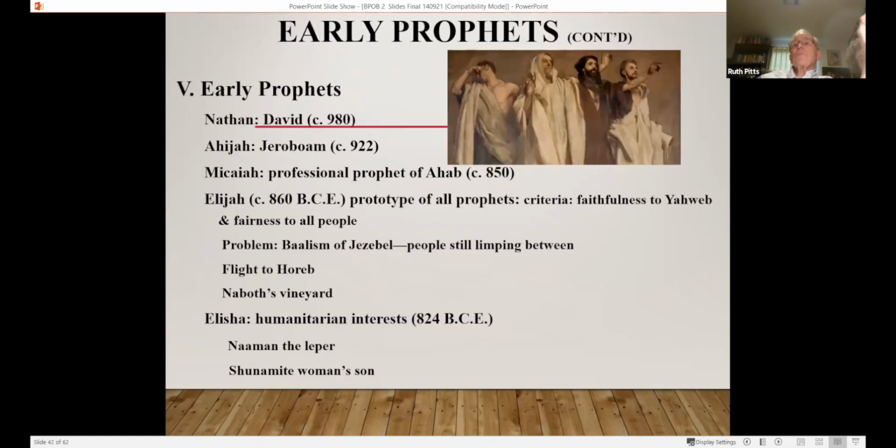Okay. Early prophets, Nathan, as we say, rebuked David. Ahijah approved Jeroboam and then condemned him. So his message can change according to how a person behaves. Micaiah says, Ahab, you go to war and you will die. And Ahab says, well, let me call in my 450 paid prophets. And they all said, no, you won't.